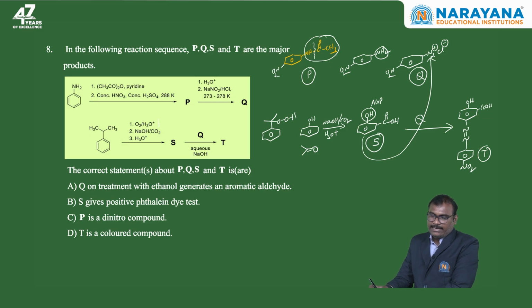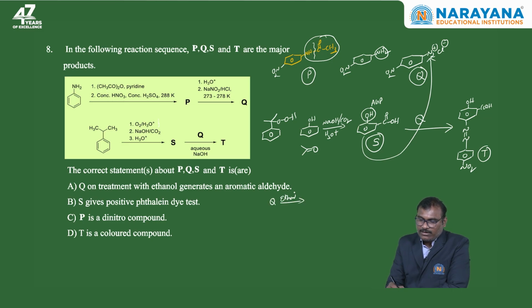Now, Q on treatment with ethanol generates an aromatic aldehyde. Generally Q on ethanol causes reduction, which will give nitrobenzene but not aldehyde. Therefore option A is wrong. Since a diazonium salt, benzene diazonium salt, upon ethanol or H3PO2 is reduced into benzene. That's why here para-nitro gives nitrobenzene but not the aromatic aldehyde.